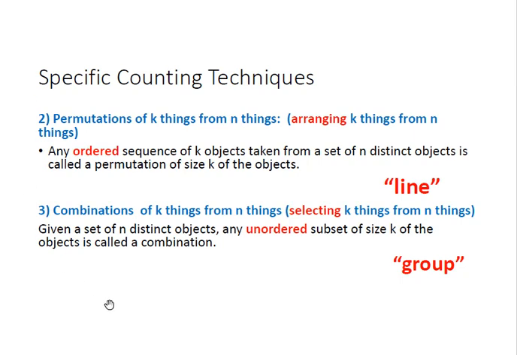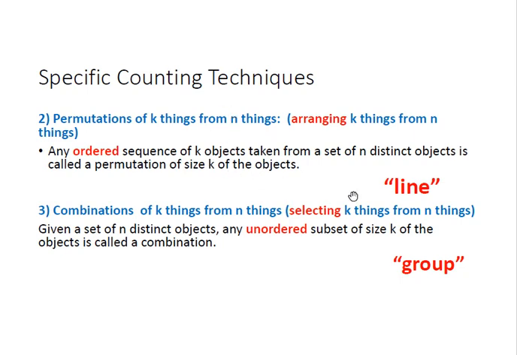Okay, number 2 is the permutations of k things out of n things, or arranging k things from n things. The first one was the permutation of n things out of n things, but now it is the permutation of k things from n things. Please note that k is less than n. Any ordered sequence of k objects taken from a set of n distinct objects is called a permutation of size k of the objects.